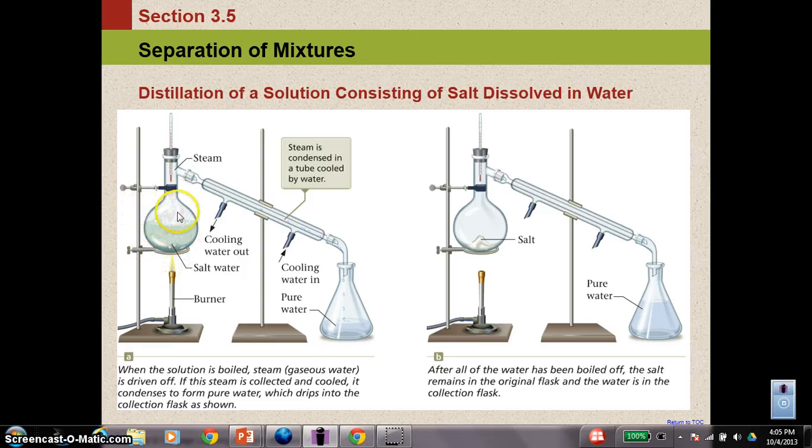So the water is boiling. Once it reaches 100 degrees, it's just H2O. There's no salt left in it. And it's going to go back down this tube, and it's going to condense, and it's going to turn back into liquid water. And the liquid water is then collected again. So you have pure water here, and eventually, once all the water has been boiled away, you have salt in its original form left behind.